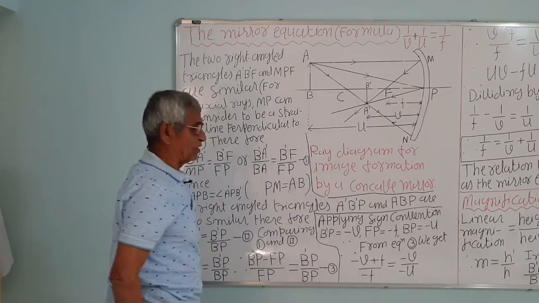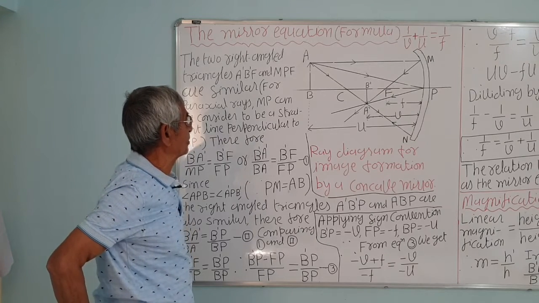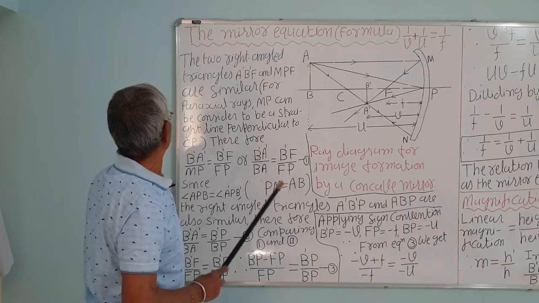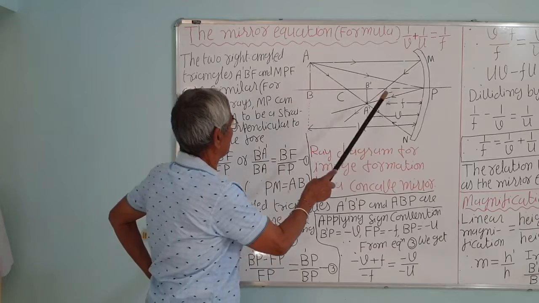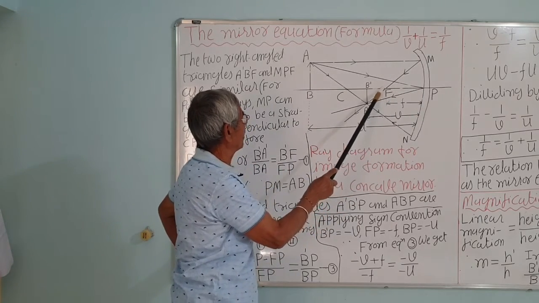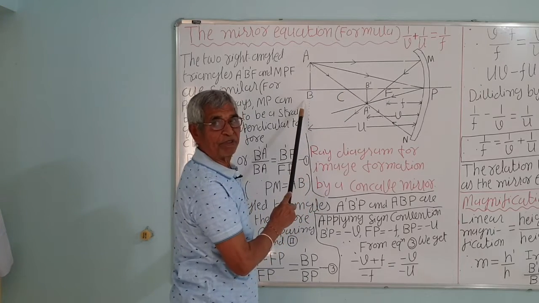You can prove in the case of the convex also, the formula is the same for both, and for any type of image, whether it is real or virtual. Correct. In this figure, we have taken a mirror, P is the pole, F is the principal focus, C is the center of curvature, and AB is the object.